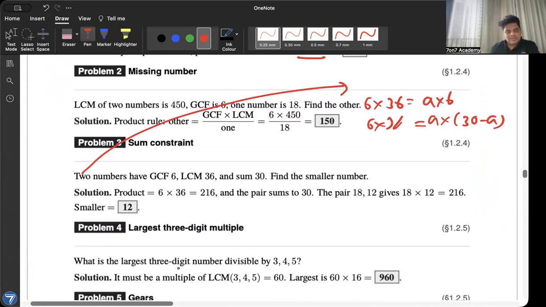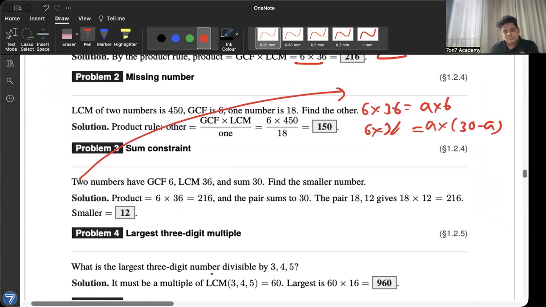This one: the largest three-digit multiple. So what is the largest three-digit number that is divisible by these? Whenever you find this kind of question, it means you want to find the LCM. So the LCM of that is what? Tell me first. All are co-prime, so you multiply for the LCM: 60. So the largest three-digit number which is a multiple of 60 is the answer. Understand? Before 1000, a multiple of 60: if you remove the 0, it's a multiple of 6, then 96. Okay.